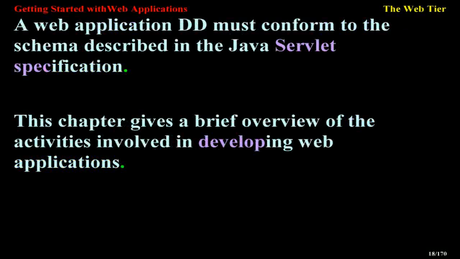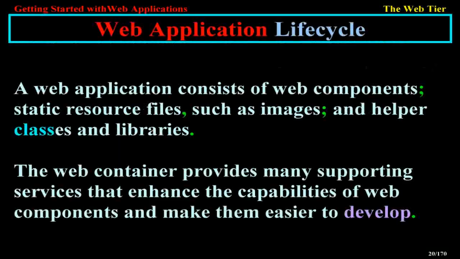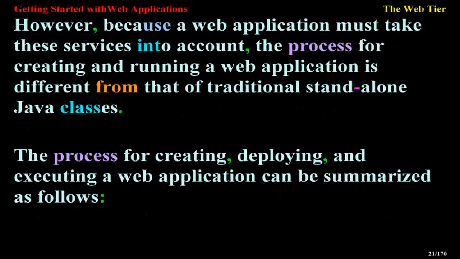This chapter gives a brief overview of the activities involved in developing web applications. First, it summarizes the web application lifecycle and explains how to package and deploy very simple web applications on the GlassFish server. The chapter moves on to configuring web applications and discusses how to specify the most commonly used configuration parameters. Web application lifecycle. A web application consists of web components, static resource files, such as images, and helper classes and libraries. The web container provides many supporting services that enhance the capabilities of web components and make them easier to develop. However, because a web application must take these services into account, the process for creating and running a web application is different from that of traditional standalone Java classes.